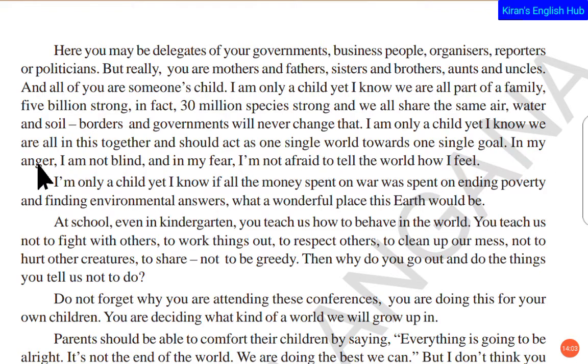So in my anger I am not blind, and in my fear I am not afraid to tell the world how I feel. You see, she is actually angry towards all humans, because humans are contaminating, polluting, and destroying all the earth. Okay, so she has a lot of anger towards humans. She is telling that she is not simply blind to get this angry, she has a reason. And she is also telling she doesn't have fear, she is not afraid of how people think about her.